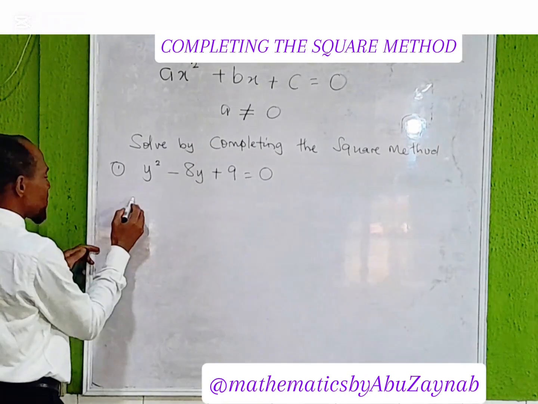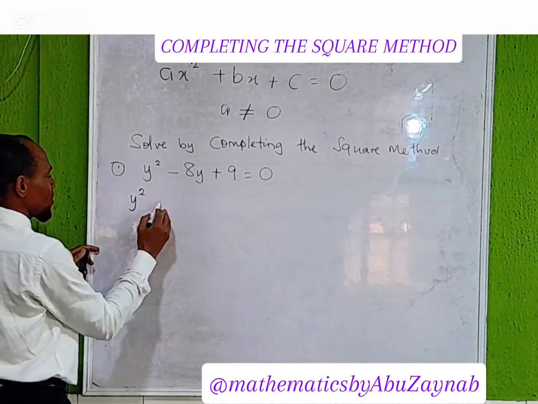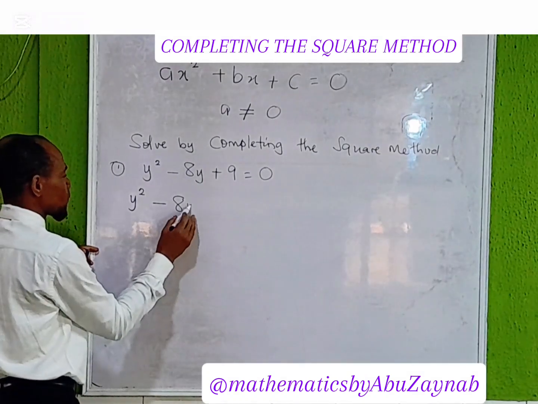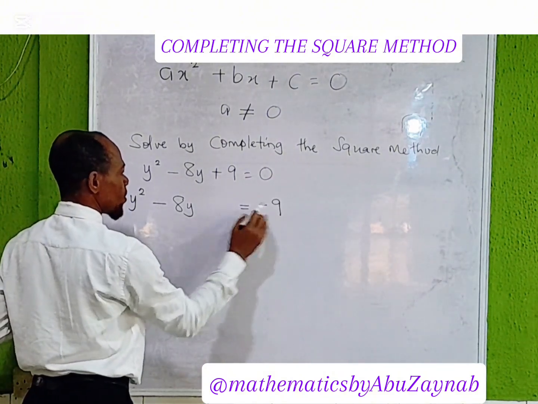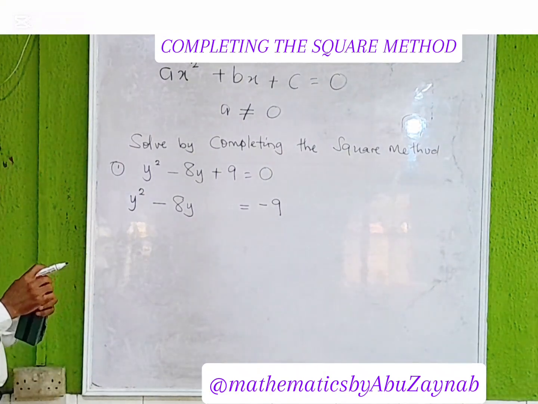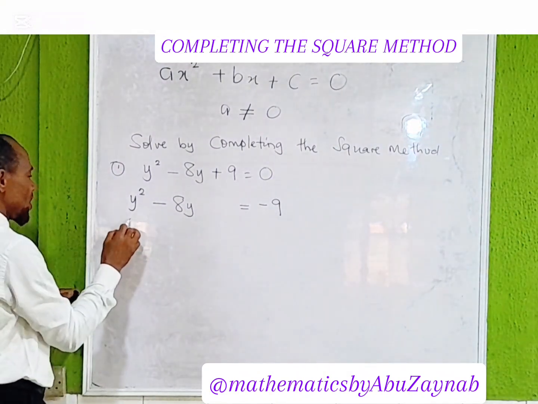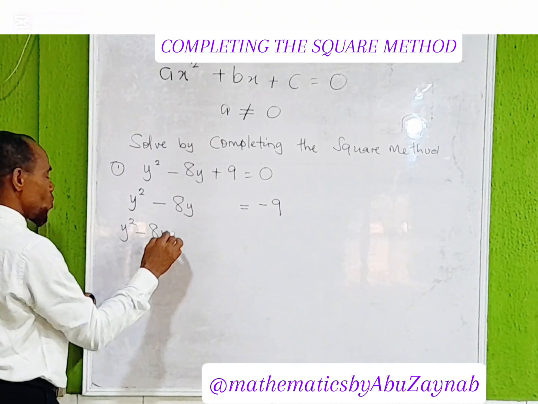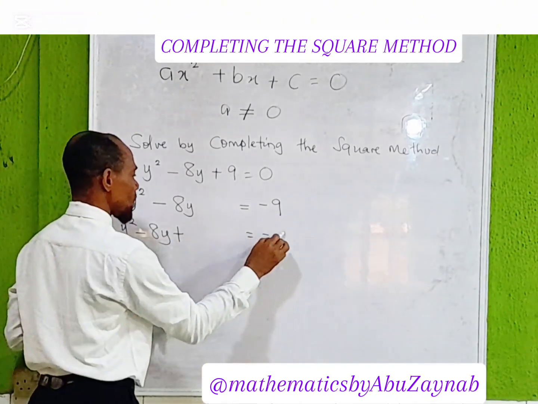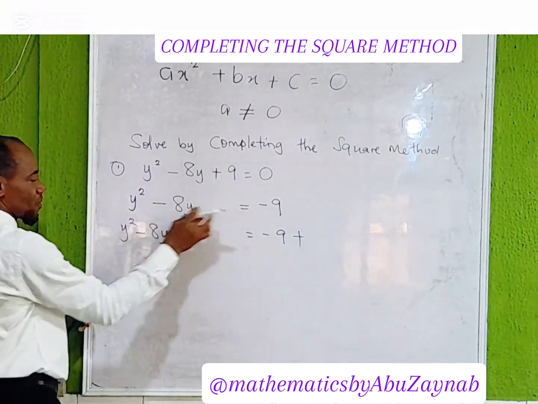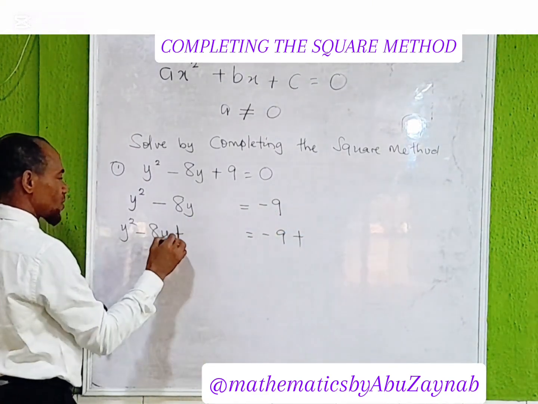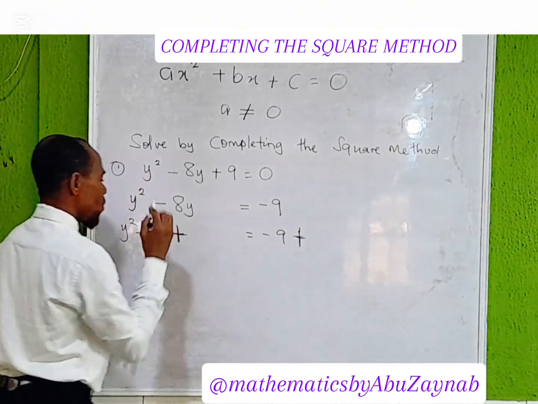So the next step, remember I said, is like an algorithm. We just follow the steps. The next step is to move the constant to the other side, and that's going to be minus 9. Then this is where the name came from, completing the square. We are adding something to both sides. We are having this y squared minus 8y equals to minus 9. We are going to add same thing to both sides. What's that same thing?